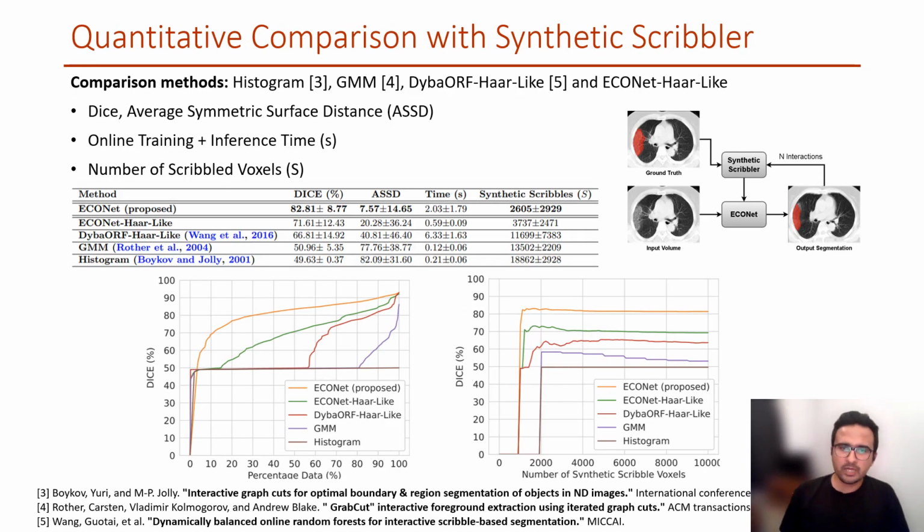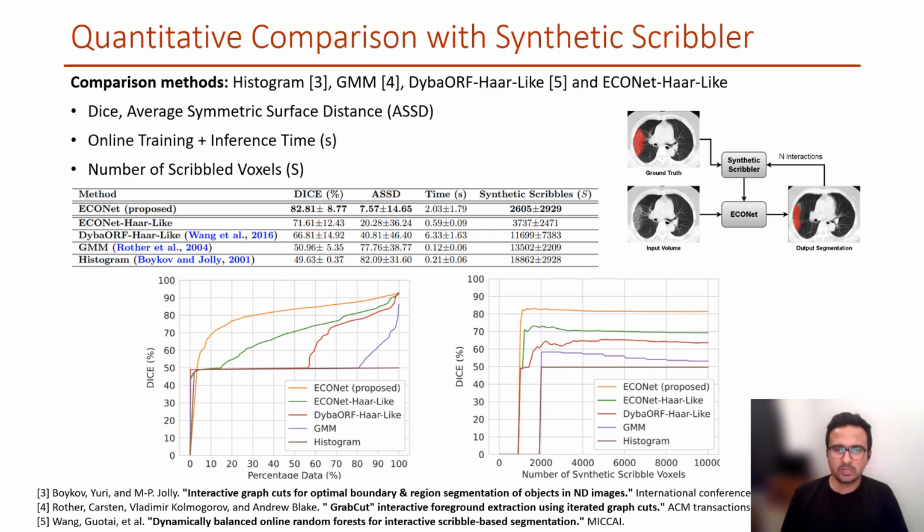For quantitative comparison, we utilized a synthetic scribbler and compared against state-of-the-art methods, including histogram, Gaussian mixture model, dynamically balanced online random forest with Haar-like features, and a variant of ECONet with handcrafted Haar-like features. This variant was used to show the importance of learning convolutional features in our proposed ECONet model. We compared using accuracy, online training and inference time, and the number of scribbled voxels required by a given method.